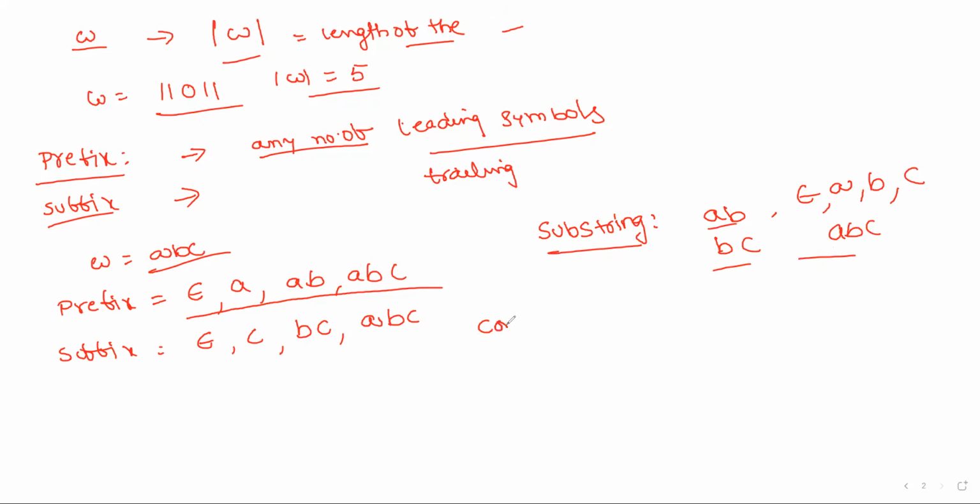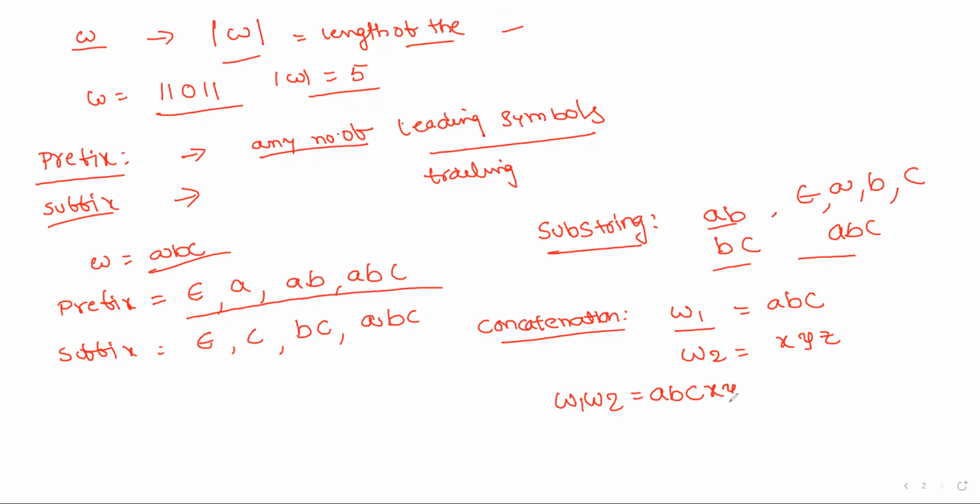Now, one more operation we are performing is concatenation. What do you mean by concatenation? Combining more than one string into a single string. For example, W1 is a string which contains ABC. W2 is a string which contains XYZ. The concatenation W1 W2 is equal to simply ABCXYZ, or W2 W1 is equal to XYZABC. So combining two strings is called concatenation.